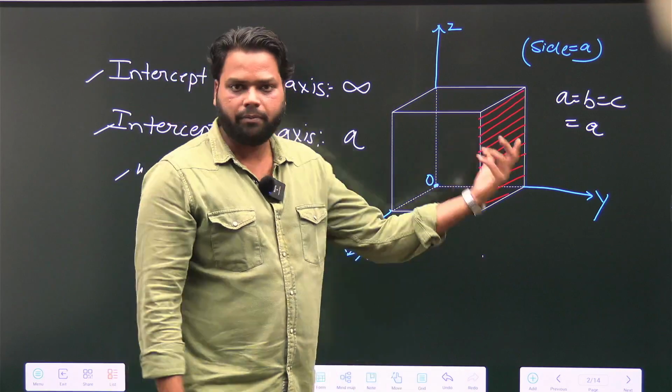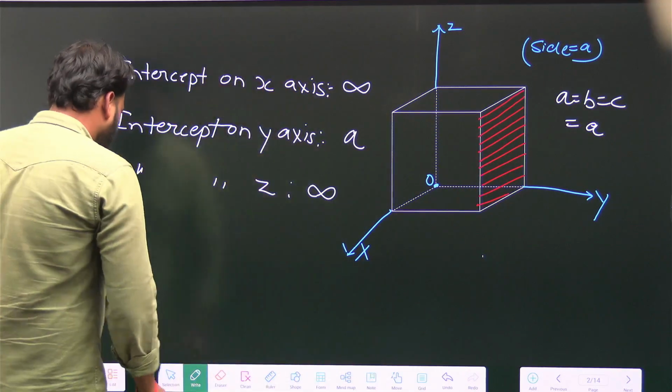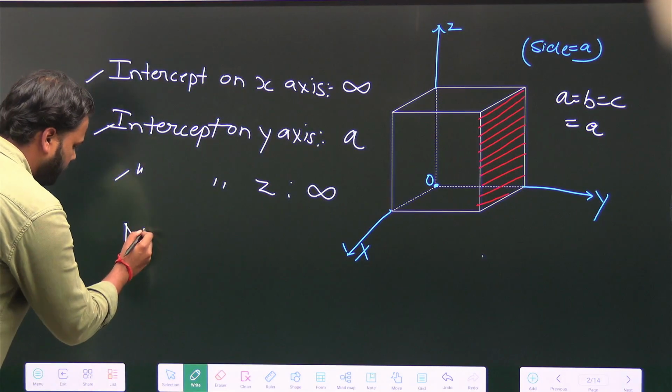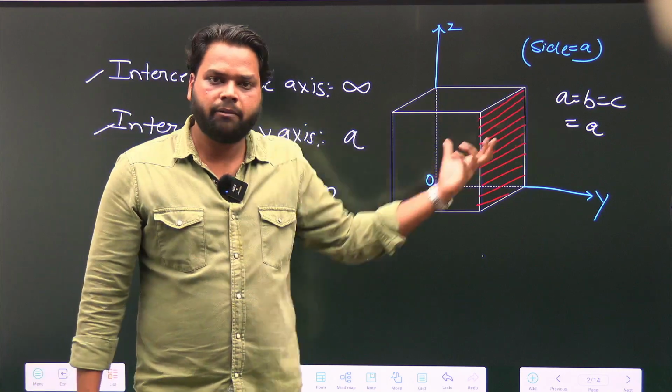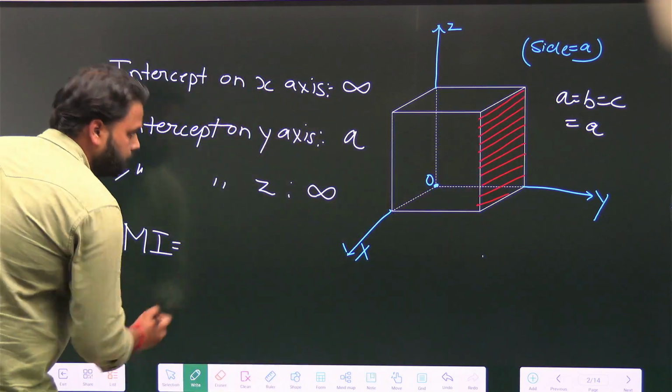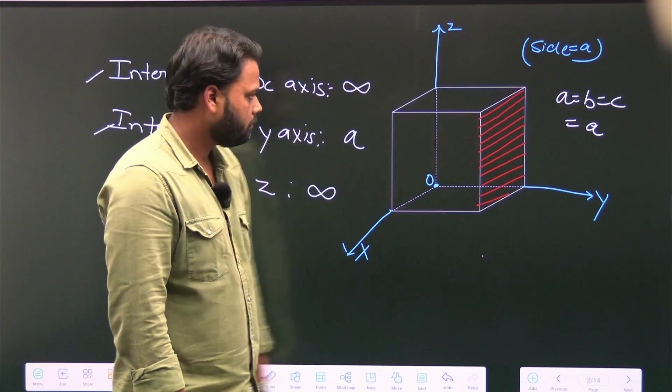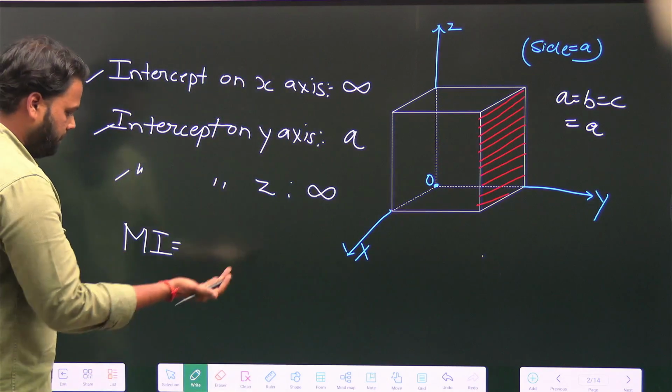Okay, we know the lattice parameters as well. Just find out the Miller indices. What I told you is simple: lattice parameters divided by the intercept. Just do this. What are the lattice parameters? A, B, C are equal.